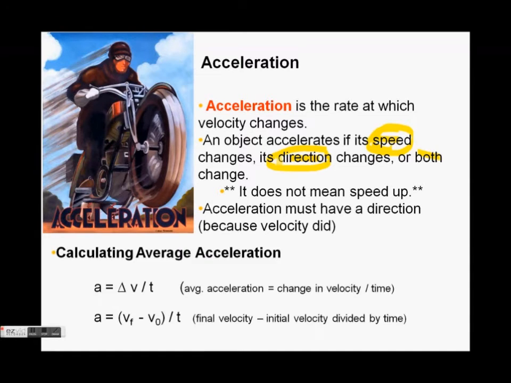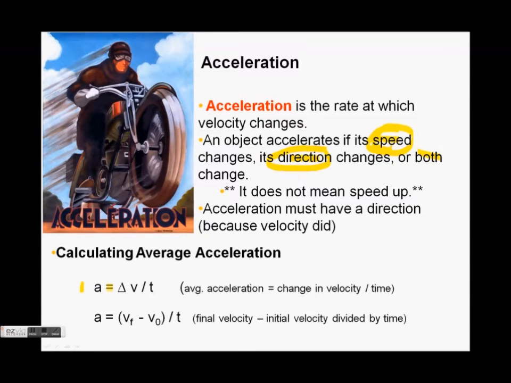How do you calculate it? Acceleration is the change in velocity over time. So that's that first one here. Acceleration is delta v divided by t. Delta v, the delta is just a symbol, it means change. So whenever you see a delta, it means change. So it's the change in velocity over time.